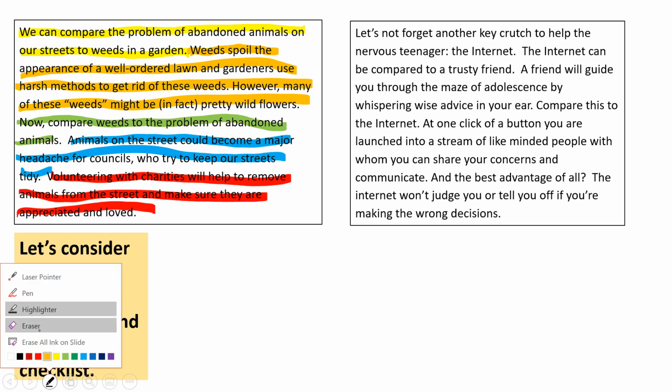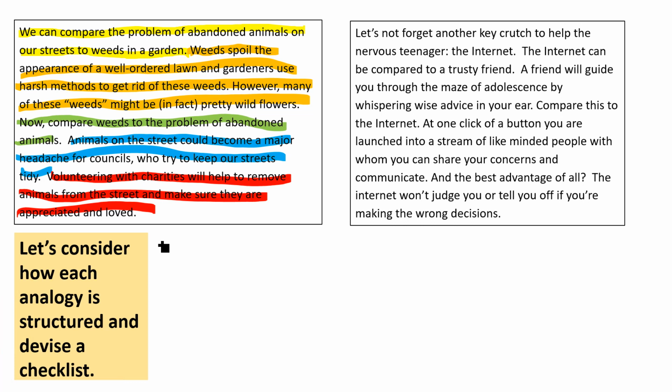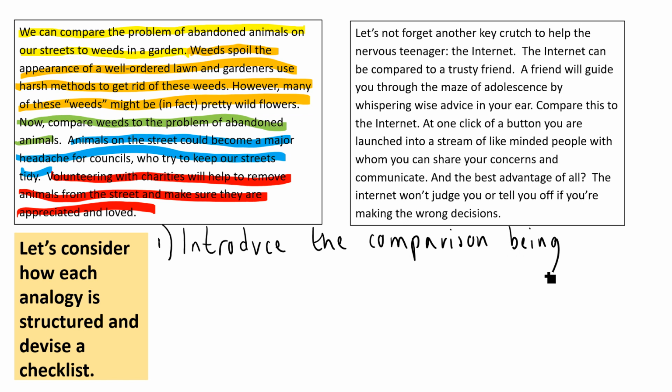Now, I'm going to create a checklist based on this. So I would say that step one, based on the yellow sentence, we can compare the problem of abandoned animals on our streets to weeds in a garden. I would say that this is an introduction of the analogy. Introduce the comparison being made. All right, I've got the first one down. Could you pause the video and copy that one down in your books also, please?